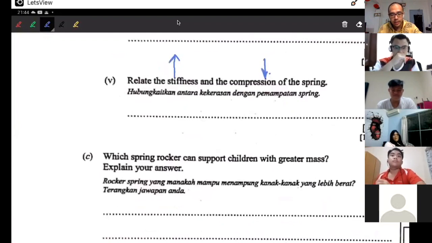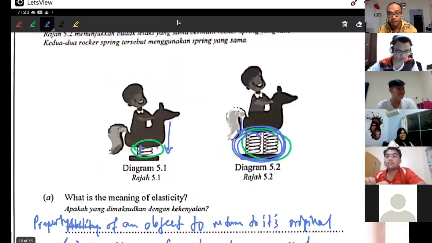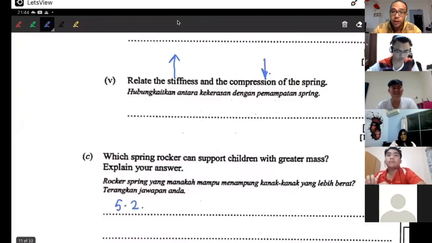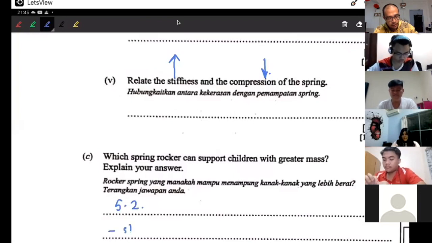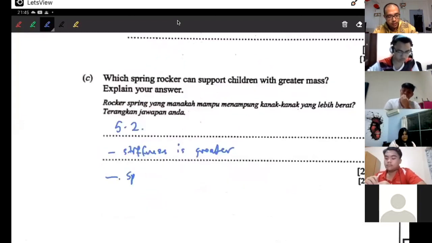Which spring rocker can support children with greater mass? Okay, then obviously you have to explain your answer lah. So obviously the answer is 5.2 lah kan, sebab dia ada two springs. But you shouldn't mention that there is two springs. You should mention why. So what if it is two springs? Okay, so you can say that the stiffness is greater. That is one possible answer. Okay, another one is the springs are arranged in parallel.